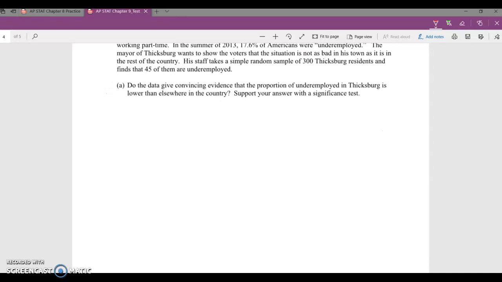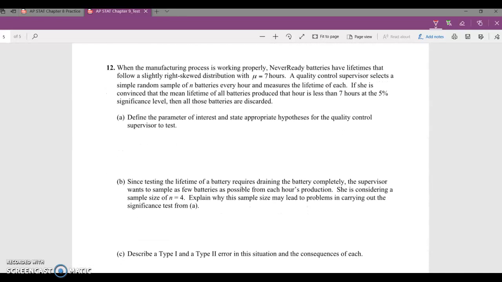Okay, I think I'm only going to get to one of these, so I'm going to jump down to this power, the type 1, type 2 problem. Manufacturing process is working properly. Battery lifetimes follow a slightly right skewed distribution with a mean of 7 hours. A quality control supervisor selects a simple random sample of n batteries every hour and measures the lifetime of each. If she is convinced that the mean lifetime of all batteries produced that hour is less than 7 hours at the 5% significance level, then all the batteries are discarded.